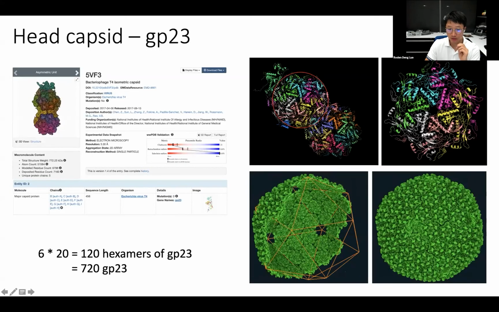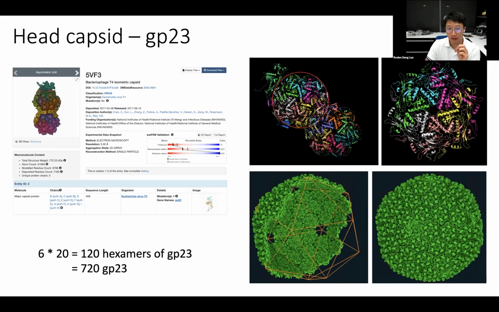So now we start looking for the building blocks of the head. We use experimentally solved structures in the PDB database whenever possible. For GP23, we found 5VF3. It contains several other proteins as well.